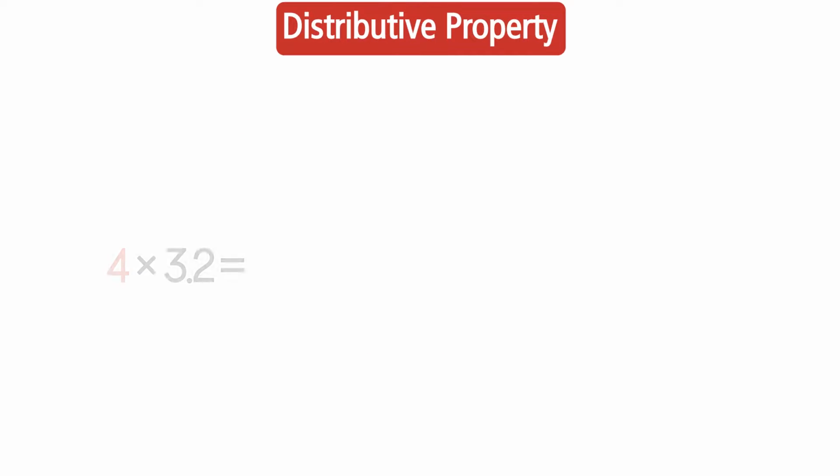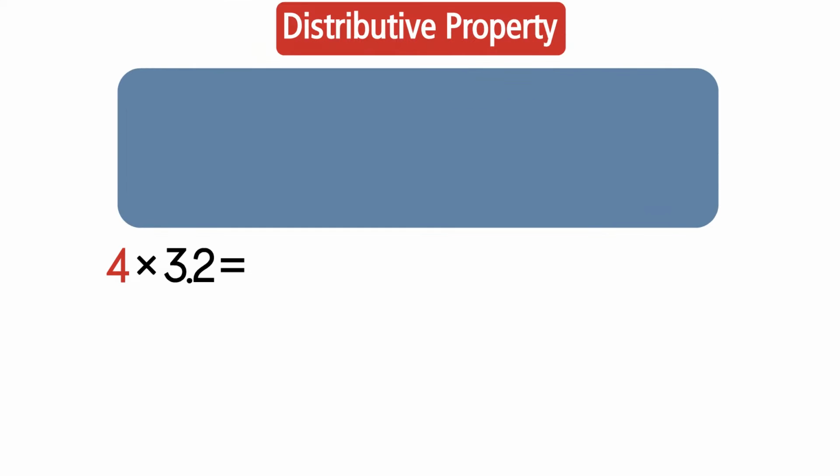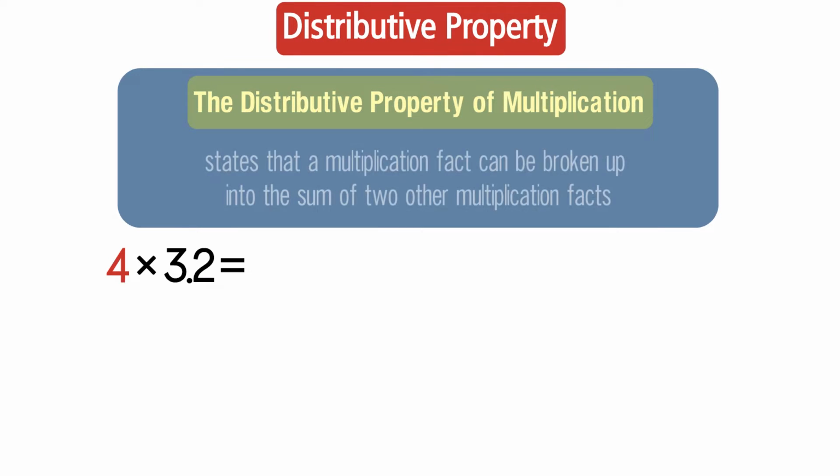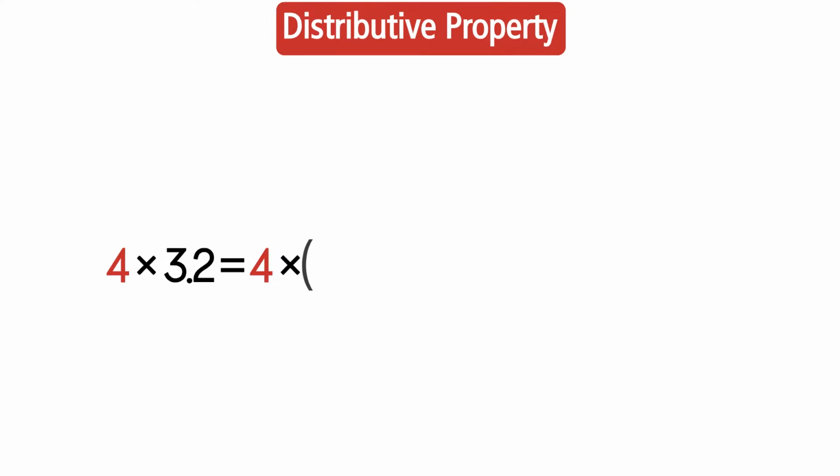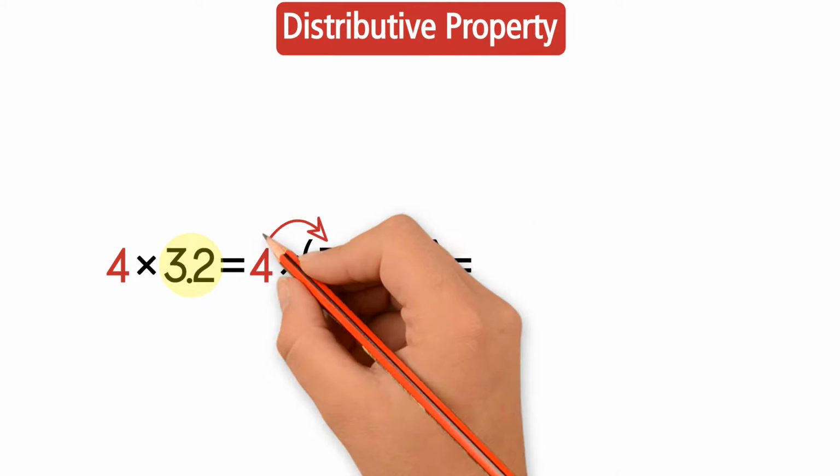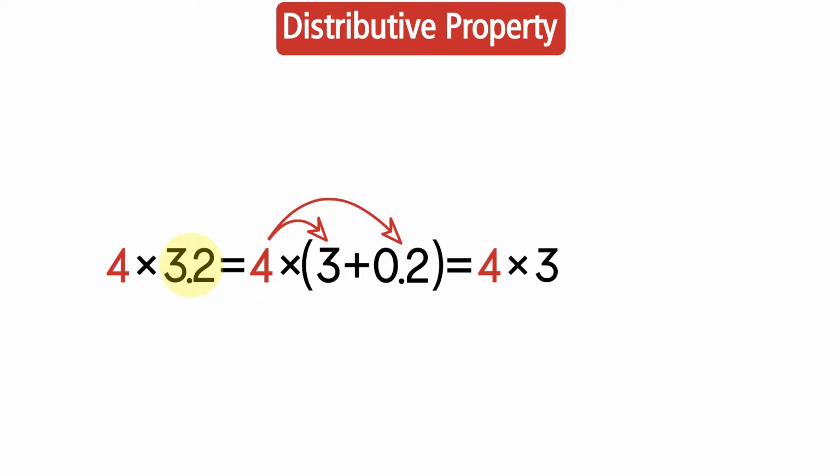We have the example 4 times 3.2. Remember from 4th grade, the distributive property of multiplication states that a multiplication fact can be broken up into the sum of two other multiplication facts. We can rewrite 3.2 as 3 plus 0.2. Then we multiply 4 by each addend, 3 and 0.2, and we add them up.